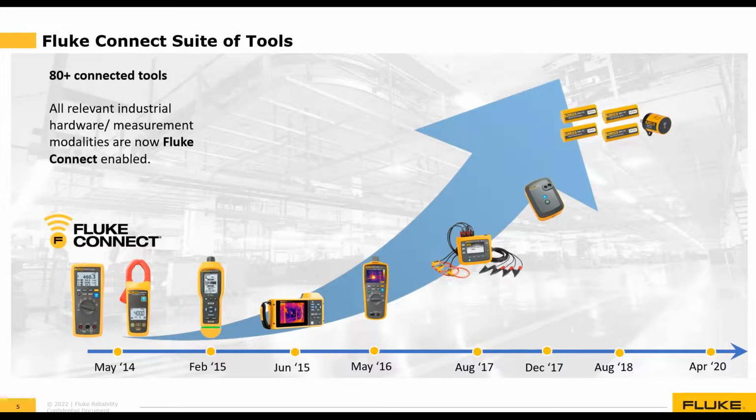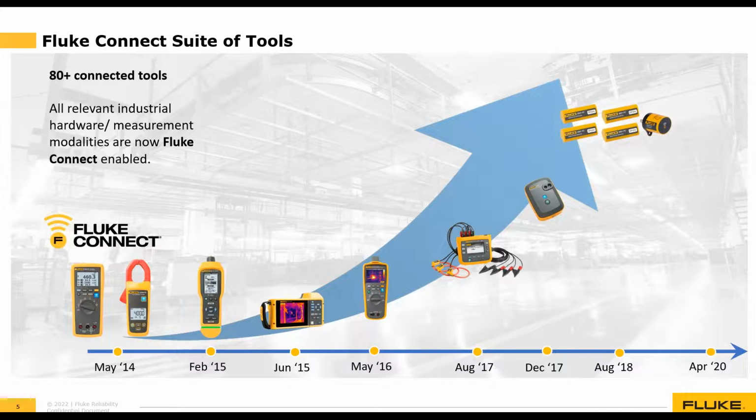Fluke Connect works with over 80 different tools in 11 different categories, including digital multimeters, clamp meters, installation testers, vibration meters, scope meters, process meters, insulation testers, infrared cameras, power loggers, and power quality monitors. The easiest way to tell if a tool will work with the Fluke Connect software is if it has the letters FC in the model name.